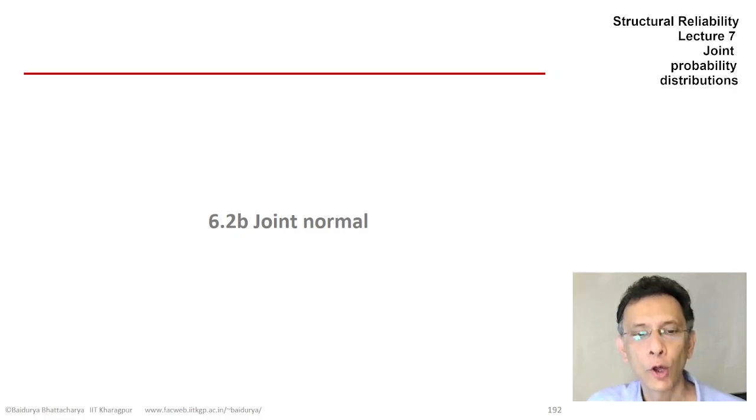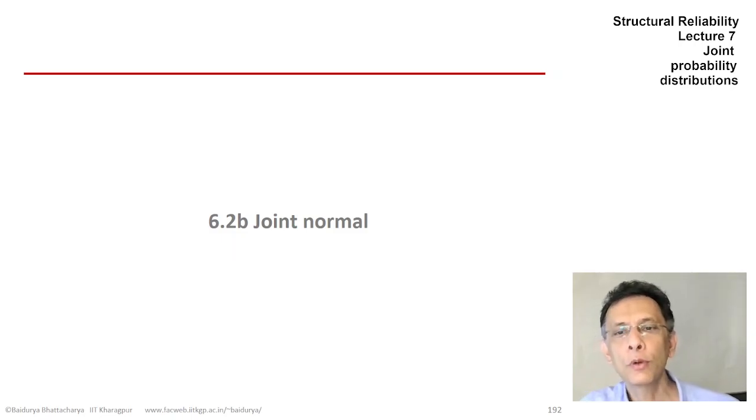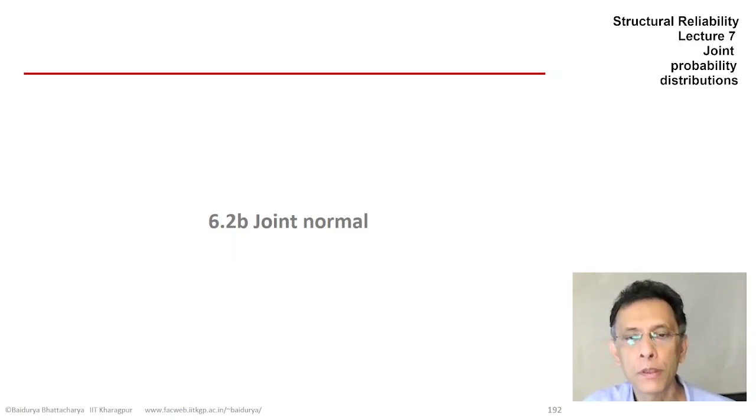The joint normal distribution. The joint normal is the most commonly used joint probability description in almost every branch of applied probability and statistics. And one of the main reasons for its popularity is the fact that this joint density is completely specified by only the first two moments, the mean vector and the covariance matrix.